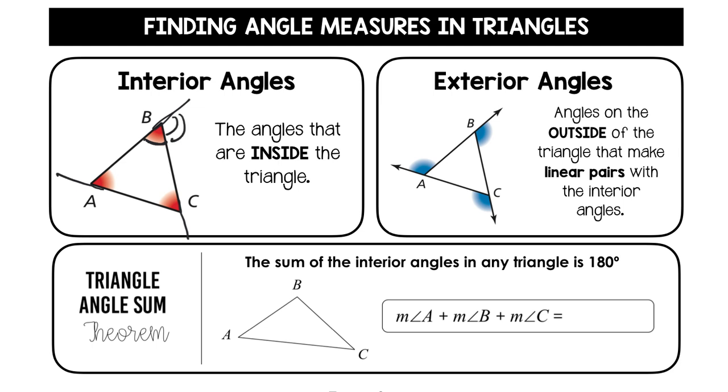So if you knew that this interior angle is, let's say, 60, the exterior angle would have to be 120 for the two to add up to equal 180. All right, so we have a theorem called the triangle angle sum theorem, and it says the sum of the interior angles in any triangle equals 180. So the measure of angle A plus the measure of angle B plus the measure of angle C must equal 180. I know you've learned that in previous math classes before.